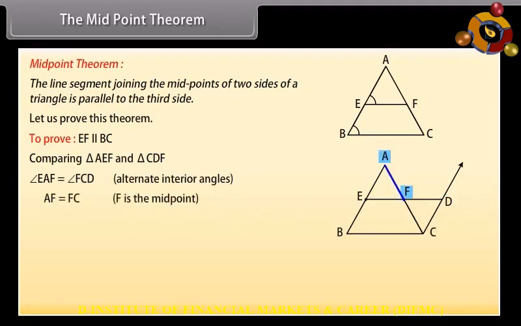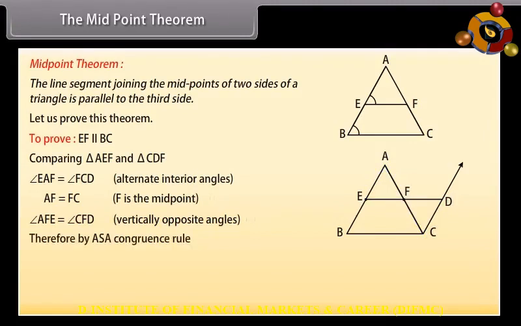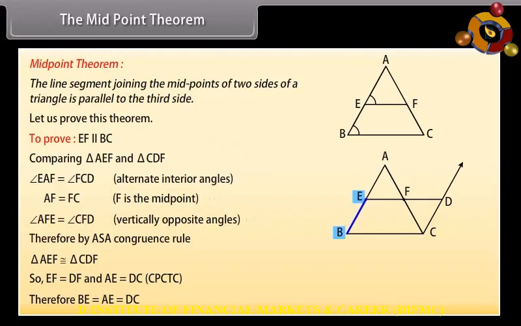AF is equal to FC because F is the midpoint, and angle AFE is equal to angle CFD because these are vertically opposite angles. Therefore, by ASA congruence rule, triangle AEF is congruent to triangle CDF. So, EF is equal to DF and AE is equal to DC by CPCTC. Therefore, BE is equal to AE, which is equal to DC.